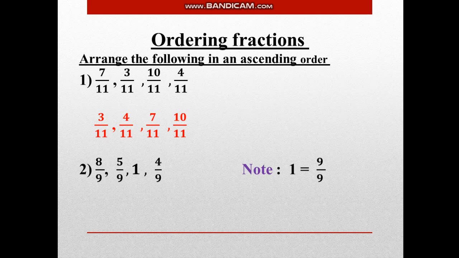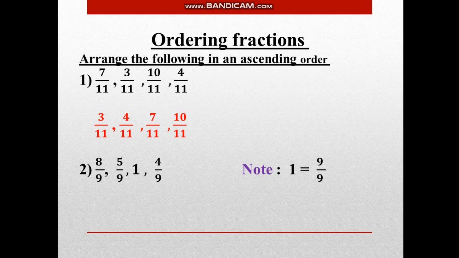Number 2, I have 8 ninths, 5 ninths, 1, and 4 ninths. Now I want to arrange these fractions in ascending order. But we said before we must have equal denominators. Here all the fractions have 9, but I have 1. What can I do with this one? We know before that we can make 1 as a fraction, like any number divided by itself, like 2 over 2, 3 over 3, 4 over 4, and so on. But which number will I choose?